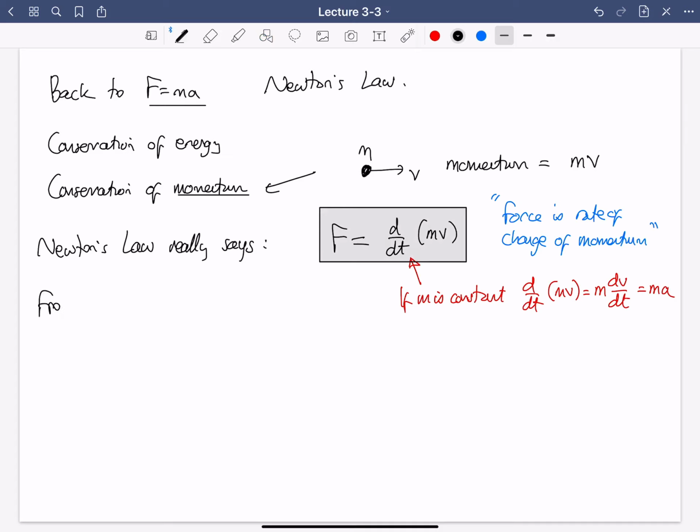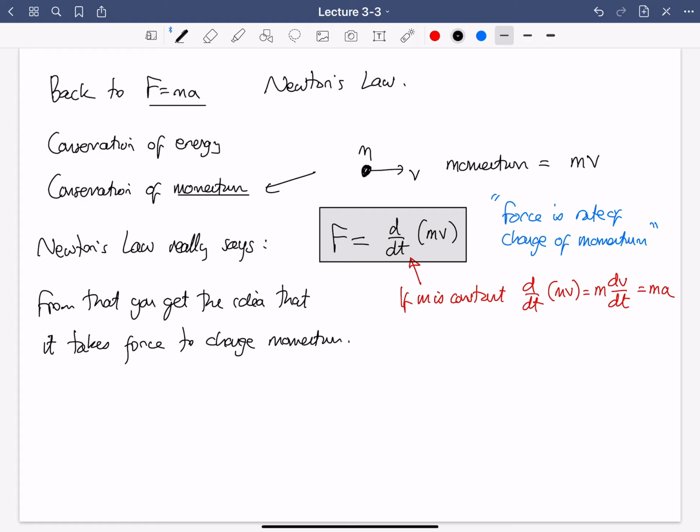So from that, you have the idea that it takes force to change momentum. If you want to change momentum by a little bit, the amount of force you need is the change in momentum you want to create. So this is very good.